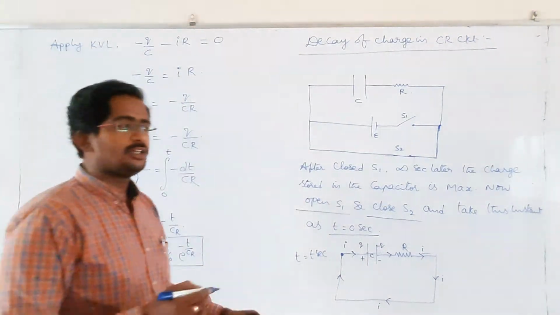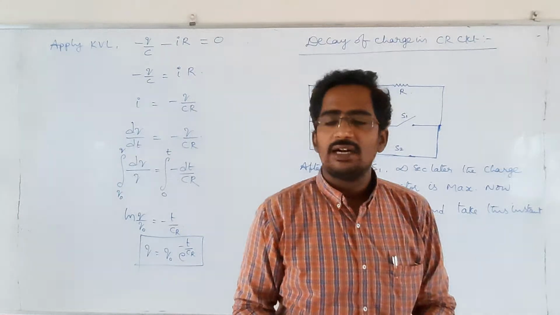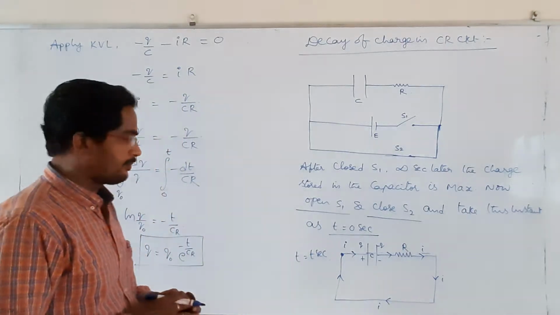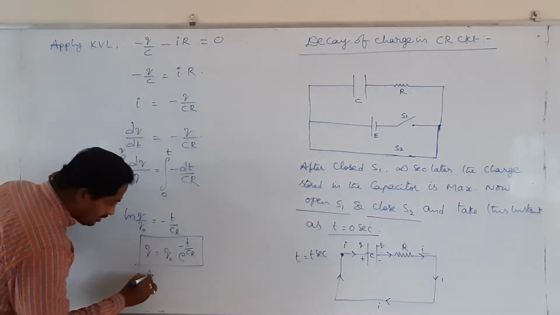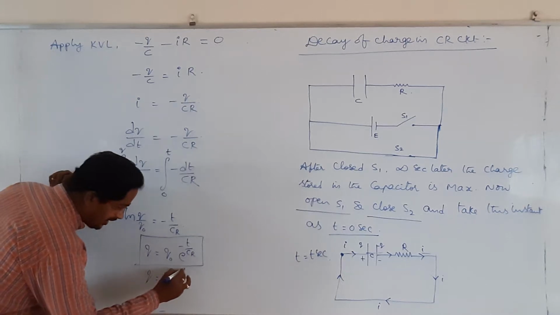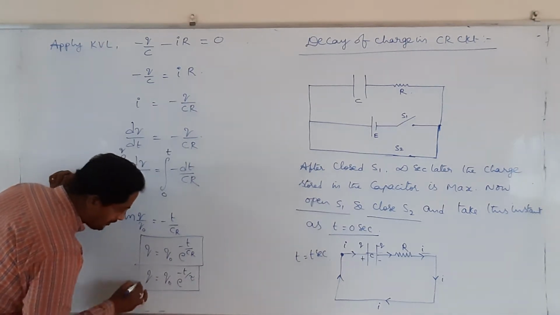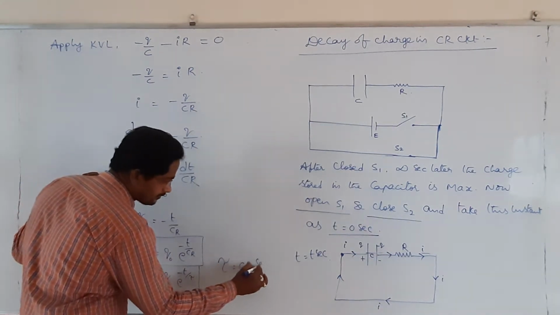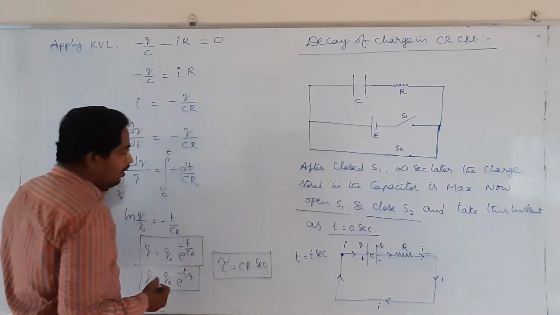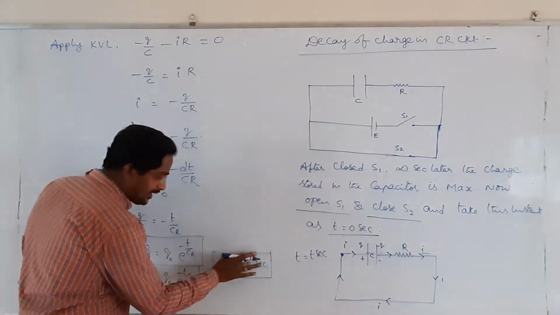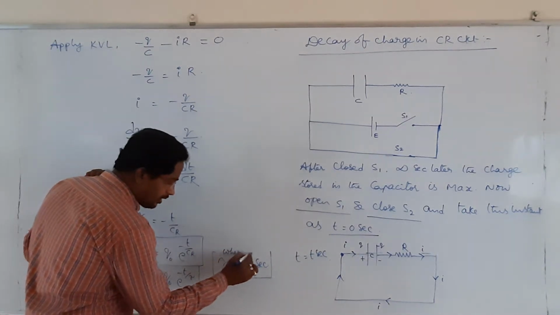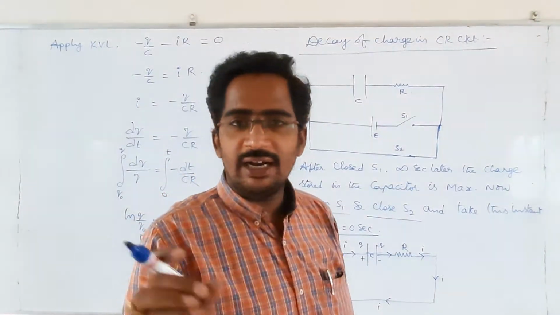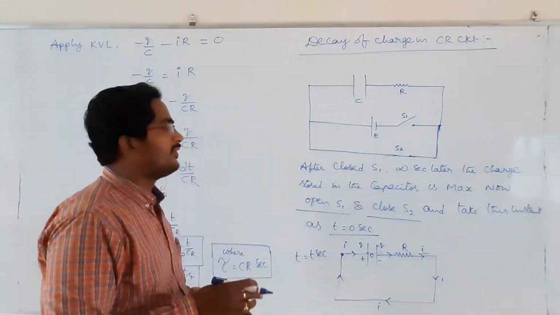That is the charge value at the time of t seconds during the decay of charge. In this one, Q value we can write as Q naught e power minus t by tau, where tau means CR seconds, the capacitive time constant. So that you already studied well.